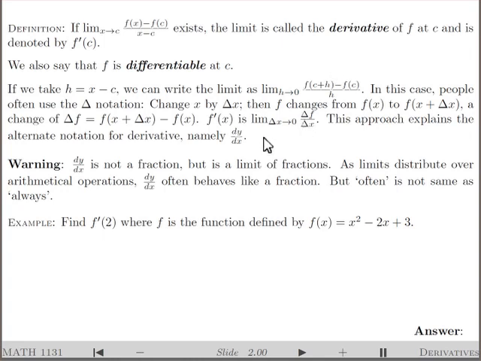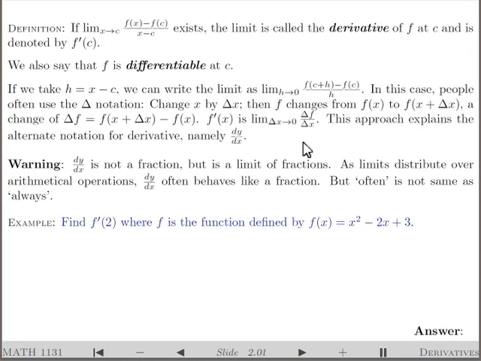This leads to the alternate notation, the so-called Leibniz notation, where we write the derivative as dy over dx or df over dx. The use of fraction notation is supposed to be suggestive, but we need to be careful because this is not a fraction but a limit. It does behave like a fraction in a lot of contexts, but not always. And I will come back to this topic as the occasion arises. Now that we know how to find limits, we are able to do the calculations of this.